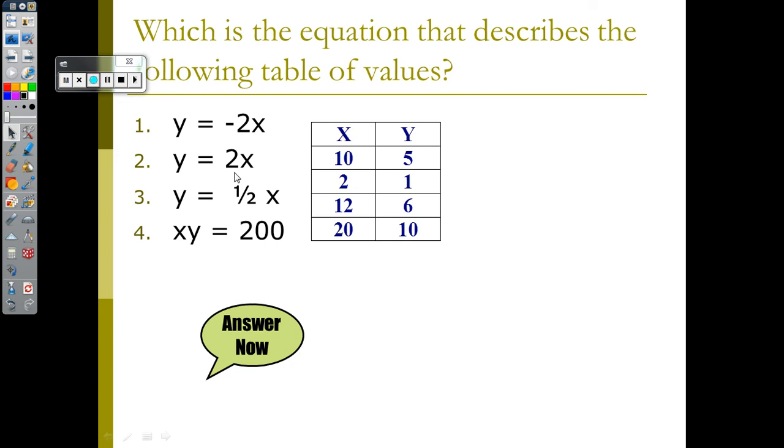Which of these equations describes this table? Well, the constant of variation is 5 over 10, or 1 over 2, or 6 over 12. The constant of variation is 1/2. So your equation would be y equals 1/2 x.